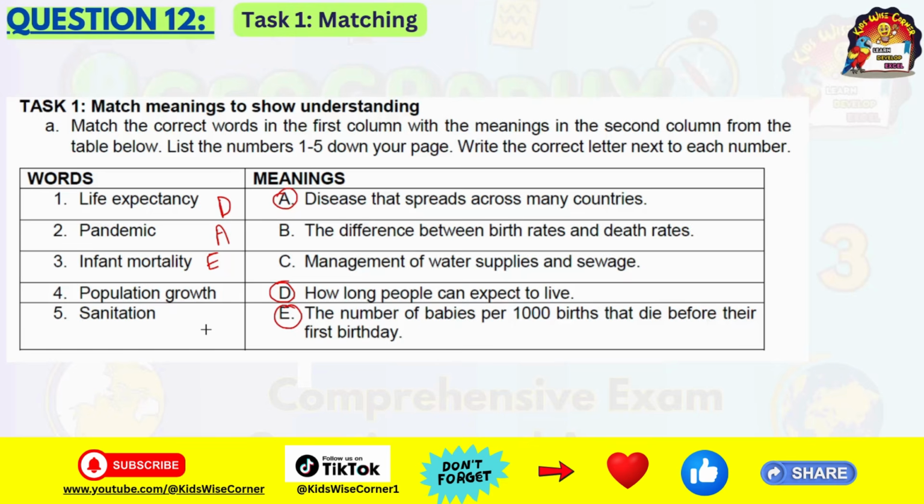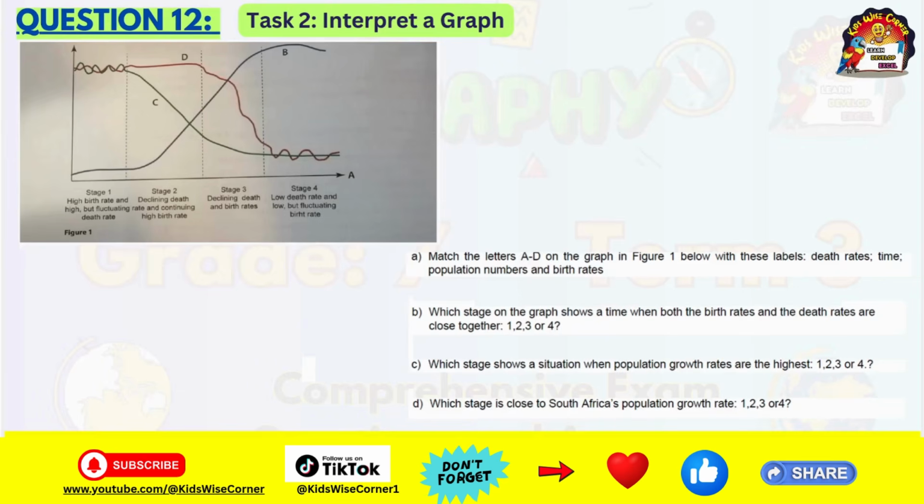Population growth is the difference between birth rates and death rates. That is B. And sanitation is the management of water supplies and sewage. C. All done. Question 12. Interpret a graph.